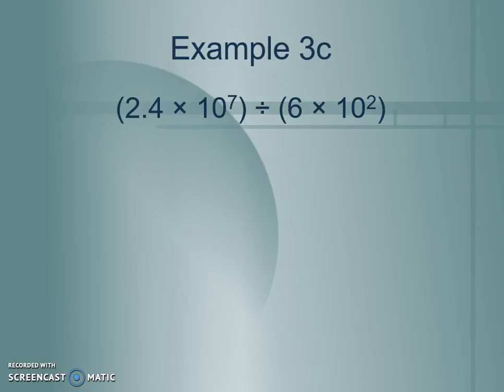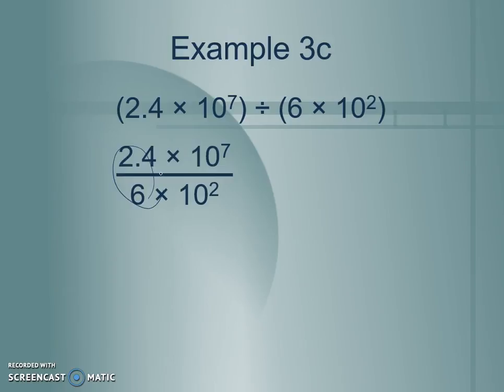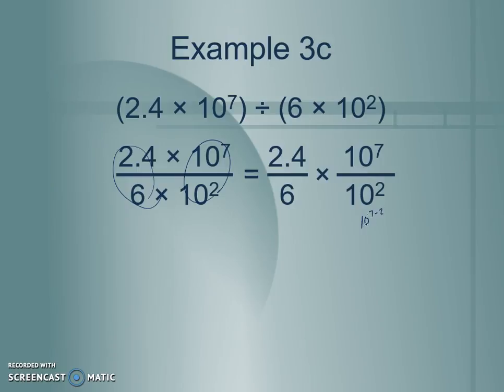Example 3c. We have 2.4 times 10 to the 7th divided by 6 times 10 to the 2nd power. So we should go ahead and set these up like a fraction so we can deal with each part by themselves. So we have 2.4 over 6 times 10 to the 7th over 10 to the 2nd. Well, 10 to the 7th over 10 to the 2nd is like 10 to the 7th minus 2. We can divide this out. 2.4 divided by 6 is 0.4, and 7 minus 2 gives us the 5th power, so 10 to the 5th power.